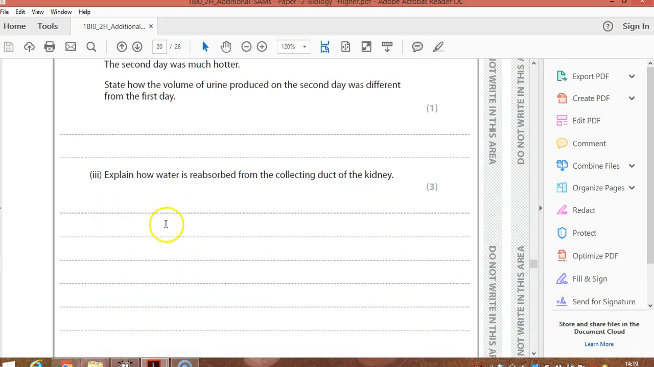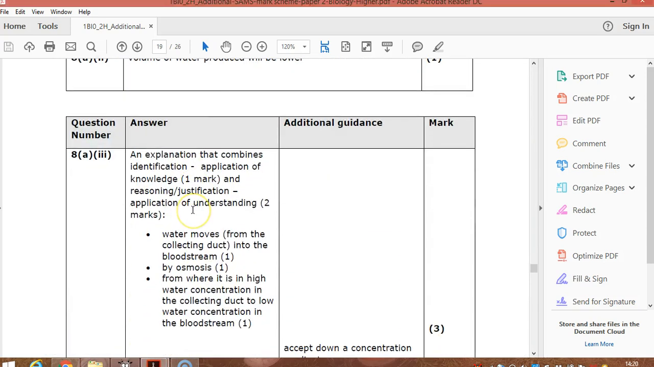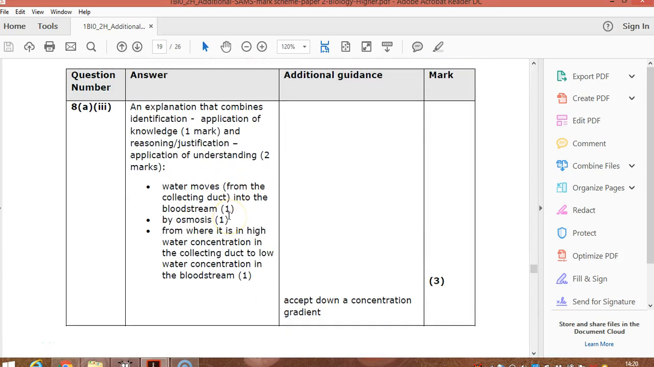Right, explain how water is reabsorbed from the collecting duct of the kidneys. Off you go. Water moves from the collecting duct into the bloodstream by osmosis, from a region of high water concentration to a region of low water concentration.